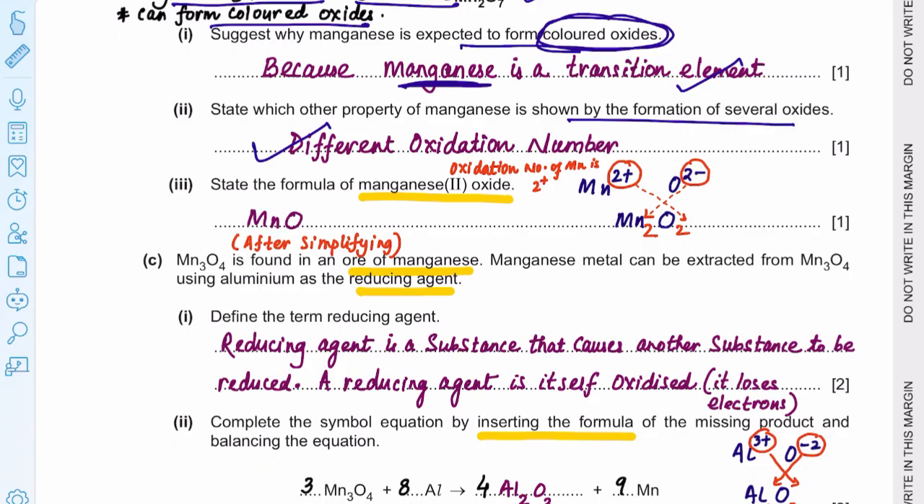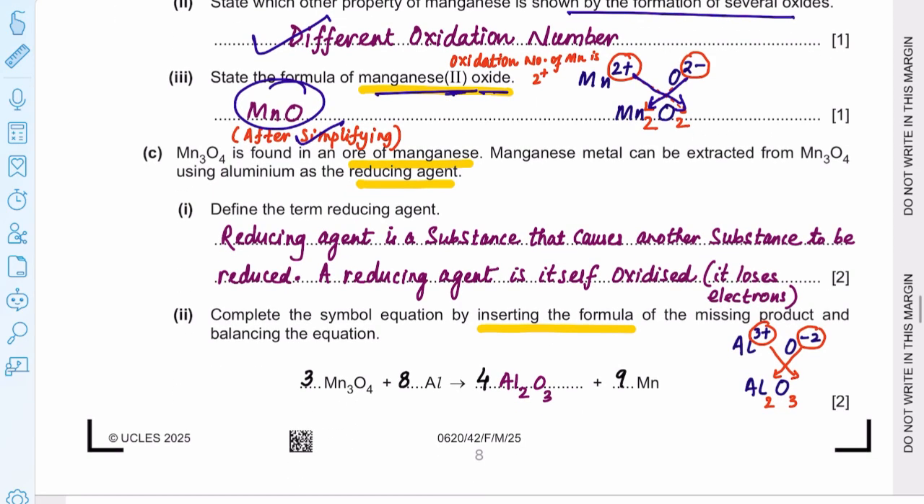State the formula of manganese oxide, in brackets it's 2, right? What does it mean? So manganese will be 2+, and oxygen we know is 2-. If I try to write it down, the 2 will come here and 2 will come here, and simplifying, I get MnO.